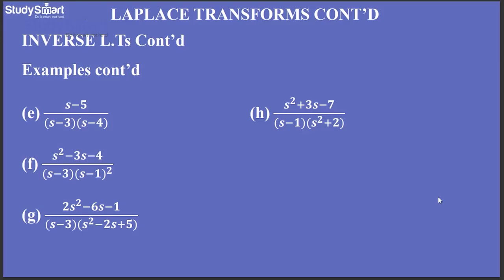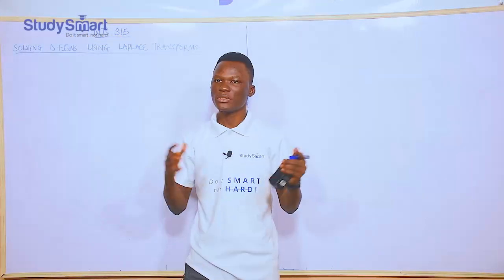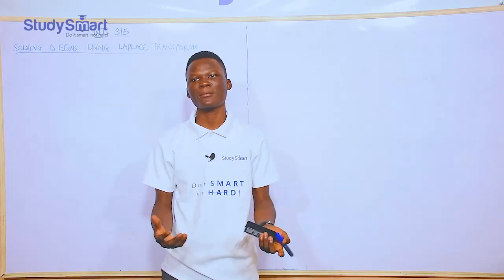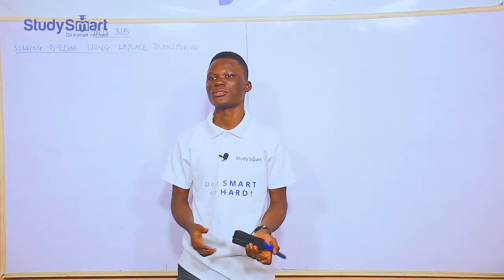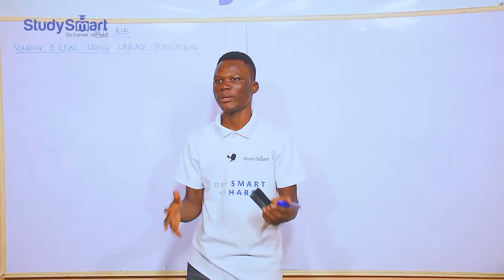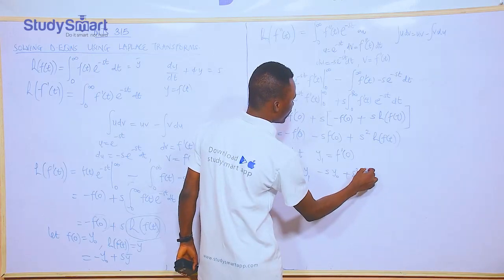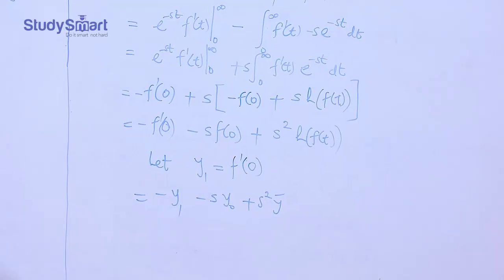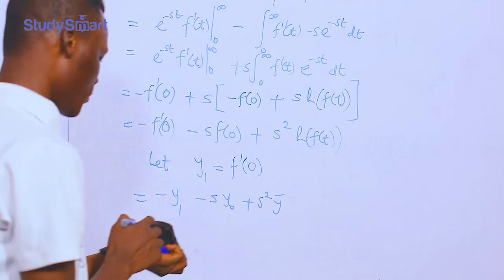From the next example, example H, the beauty of this Laplace transform is that you can apply it to solving differential equations. So this is where we are now. We are y bar. So this is now the full expression for the second order differential equation. We are finding the Laplace transform of it.